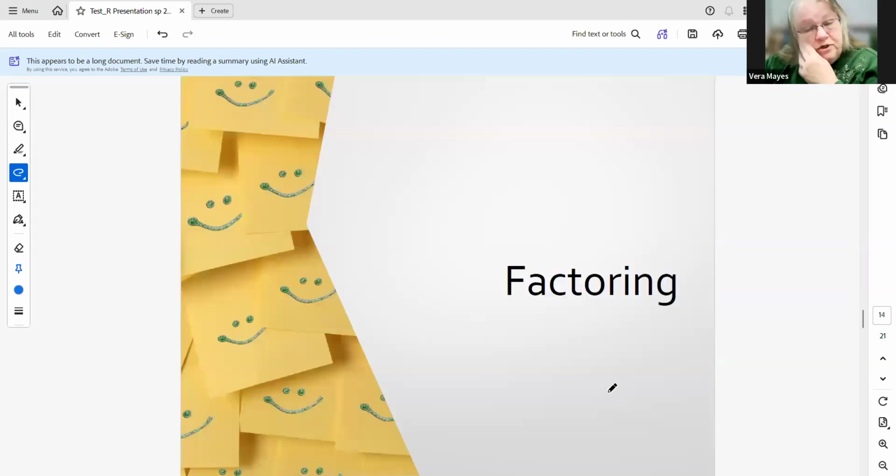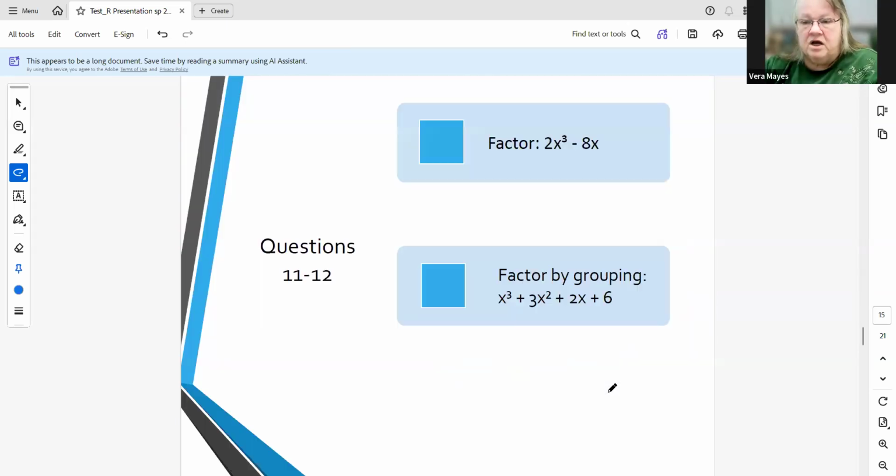All right, the next unit that we did some review and work on this topic, this module, was factoring. So when you do factoring, one of the first things you always look for is a GCF. We're going to look to see if there's any common terms.